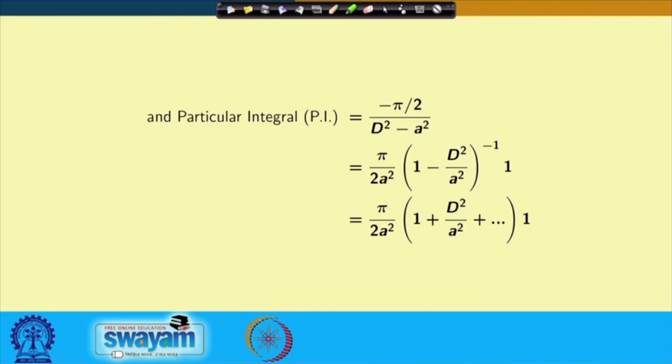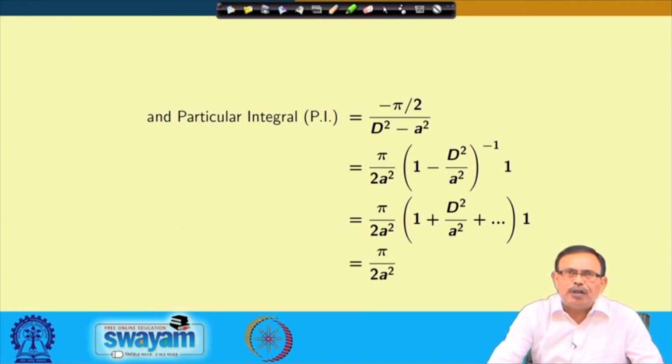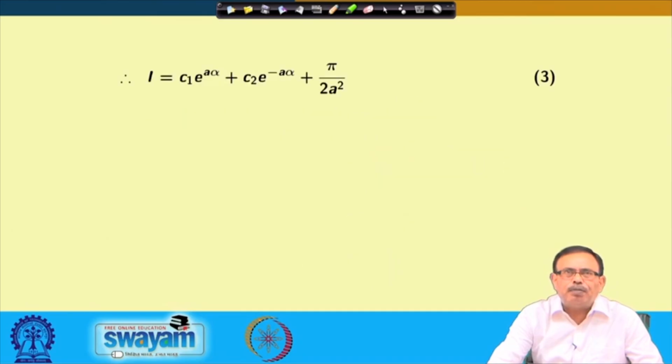Since 1 is there, the differentiation, once differentiation is 0. So, d square, after d square by a square, I do not have to take any other term, because d square of 1 itself is 0. So, if I evaluate it, I will obtain the result as pi by twice a square. So, the value of CF I obtain, value of Pi I obtain.